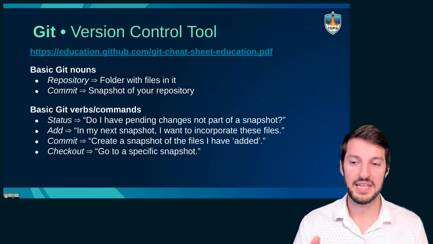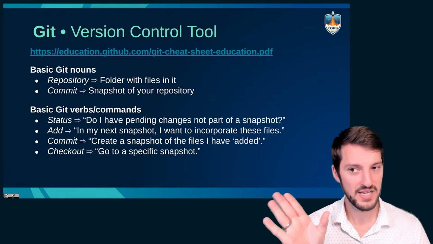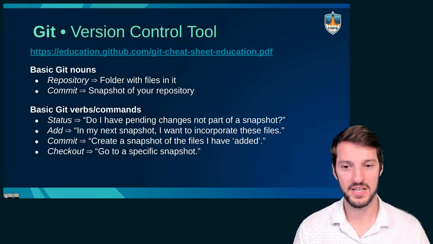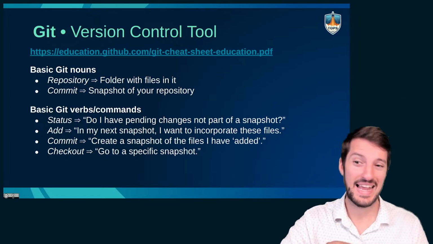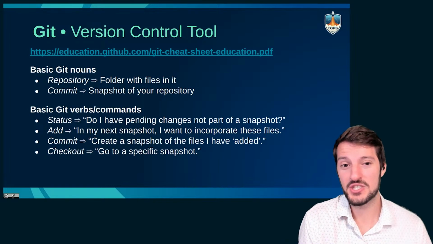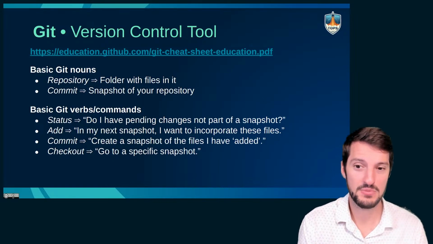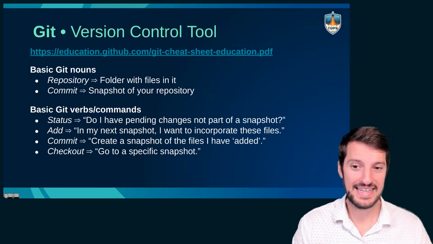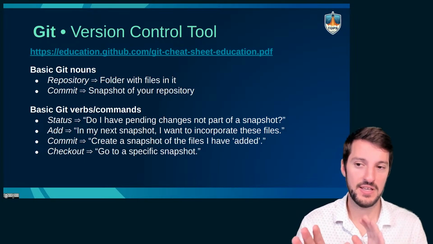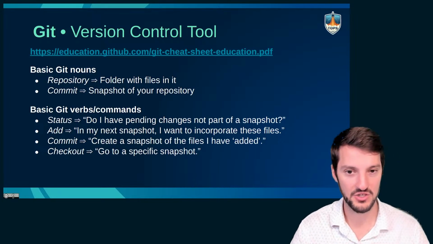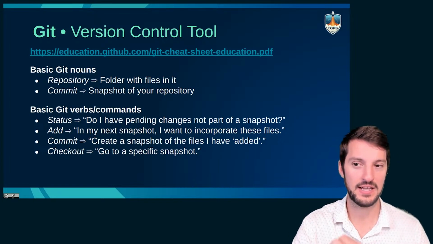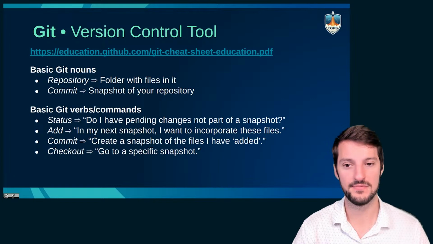When interacting with Git, we typically use a couple of verbs. Here are some of the most important. There's many more than this, but these are the most important. Git status addresses the question, well, since my last snapshot, do I have any pending changes that are not yet part of a snapshot? To Git add means that if I were to make a new snapshot, I'm not going to yet, but if I were to make a new one, I want to incorporate this file and that file.